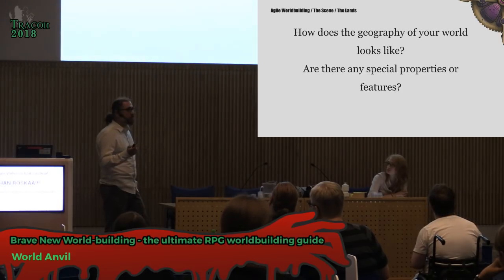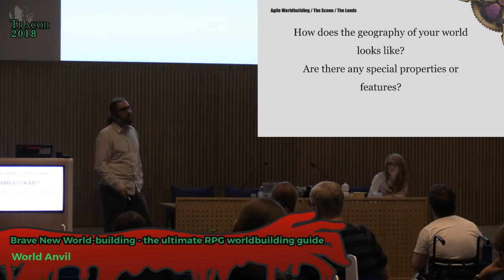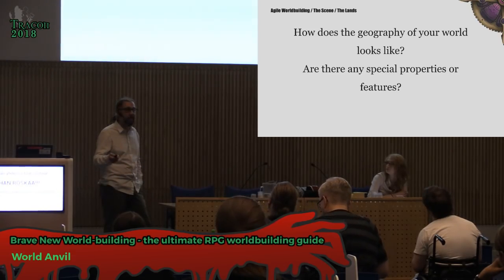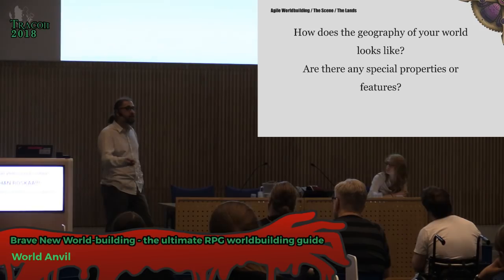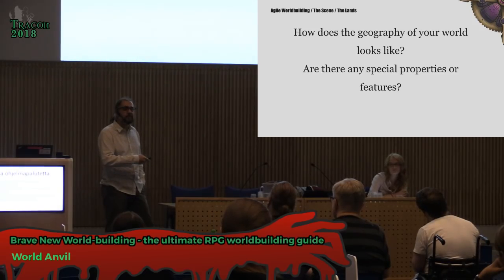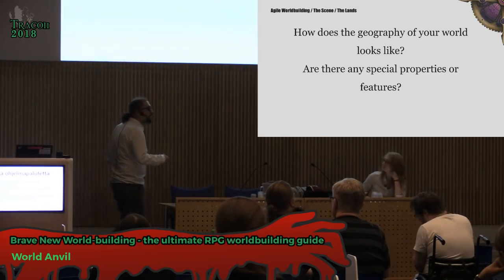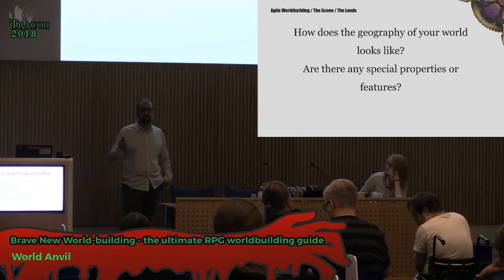Special properties and features of the world, we discussed before as well. It can be the idea that the islands of the world are all flying, so you're on a floating island. How do you travel? This is a prime example of geography changing the way that you actually interact with the world.